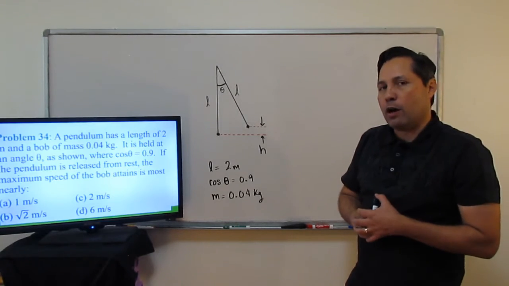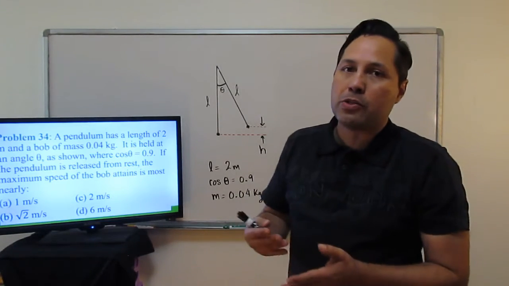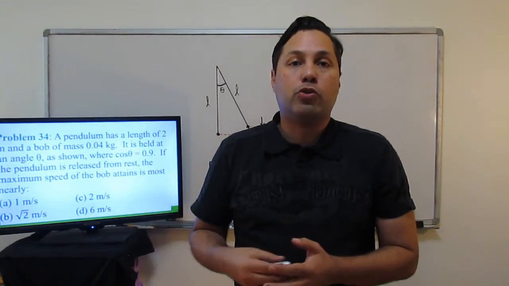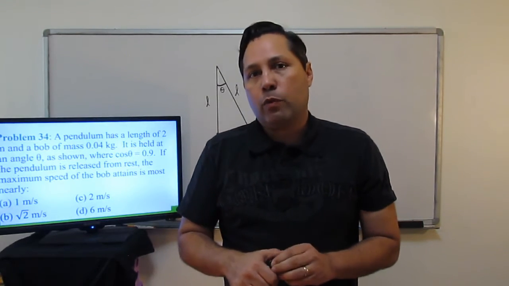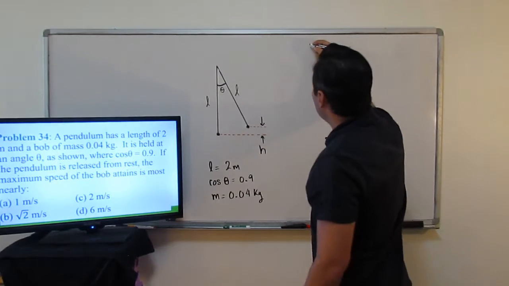First, let's go ahead and get our formula for the velocity. For the velocity of this pendulum, we're going to use the conservation of mechanical energy, and then we're going to derive the formula. So we start with this.